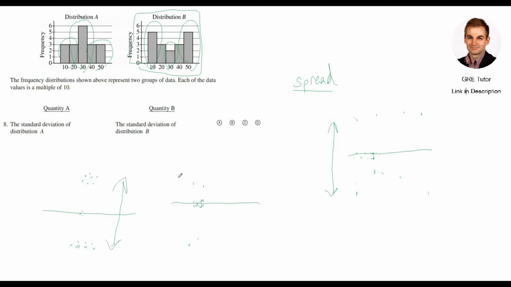So that's all you really need to know to answer this problem. You don't need to use any formulas or even worry about calculating anything with the frequency distribution at all. You already know that because distribution B has a lot more at the ends and distribution A has a lot more in the middle, the standard deviation of distribution B is going to be greater than the standard deviation of distribution A. So the answer is B.